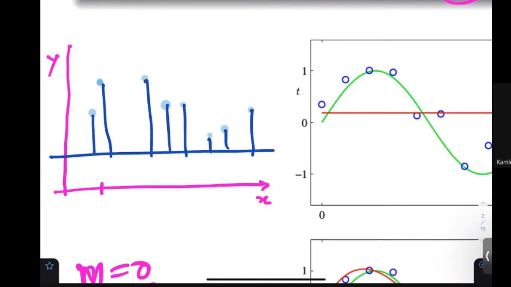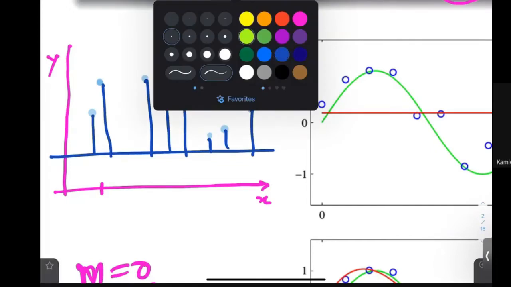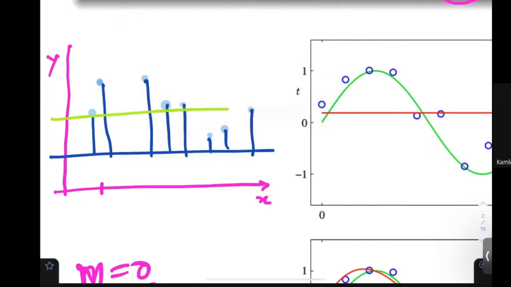This is what the error is. So if I draw a line like this, then the error would be the summation of these quantities. Can you tell me which line is better, whether the green line is better or the blue line is better? You can see the difference between the original values and the predicted value is lower for the green one. So it is going to be the better one.